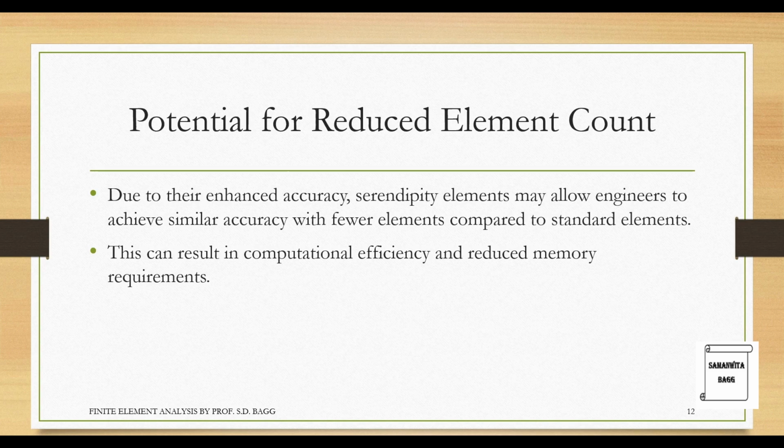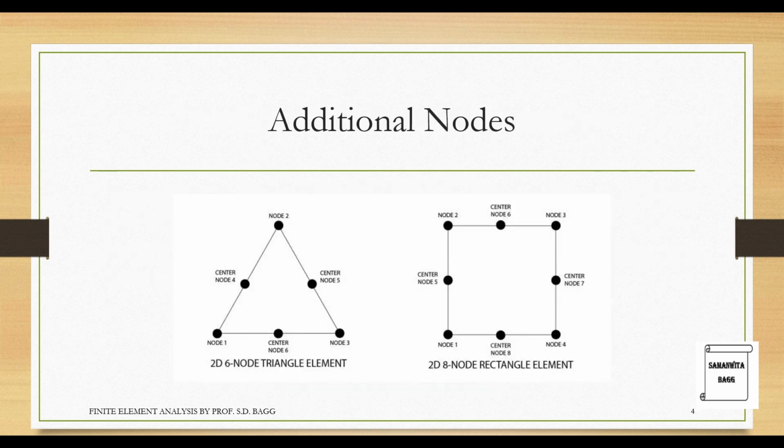Due to their enhanced accuracy, serendipity elements may allow engineers to achieve similar accuracy with fewer elements compared to standard elements. This can result in computational efficiency and reduced memory requirements. Let's get back to this image. If you see here, this is the element. You have only one 2D element, but the number of nodes are 6, and you can increase, as I have told you. Same applies for this rectangle.